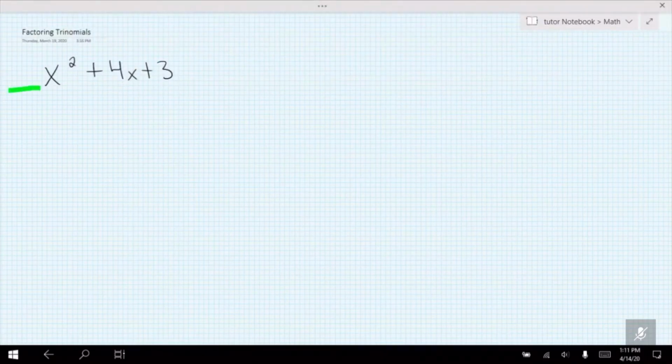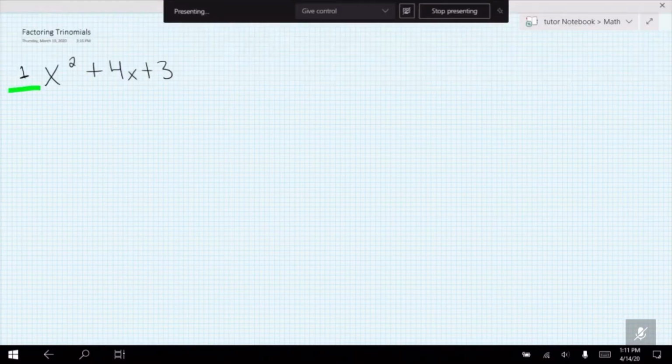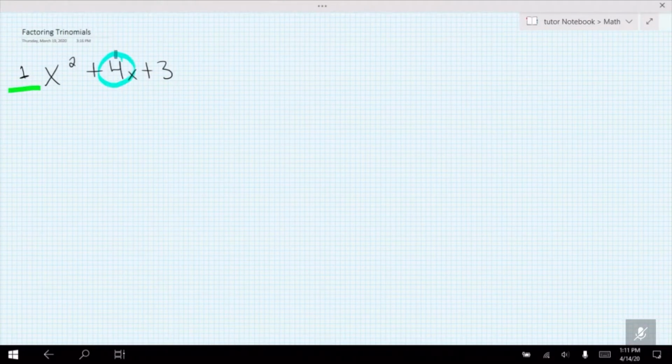Hello everyone! Today we're going to be talking about factoring trinomials. Now this first case we're going to look at is a fairly straightforward example. In this case we have no coefficient on the x squared term, so that means our coefficient is going to be 1.